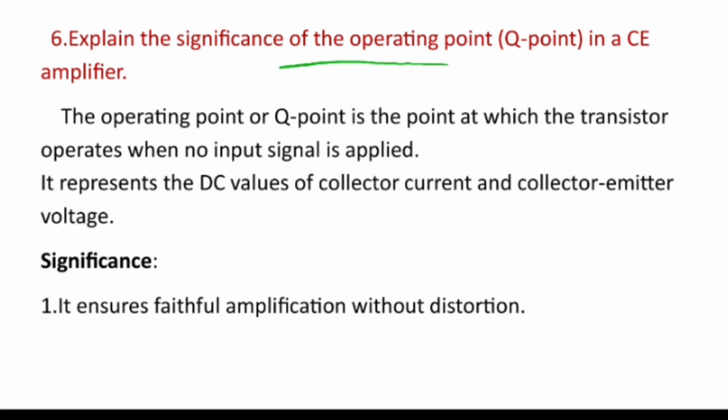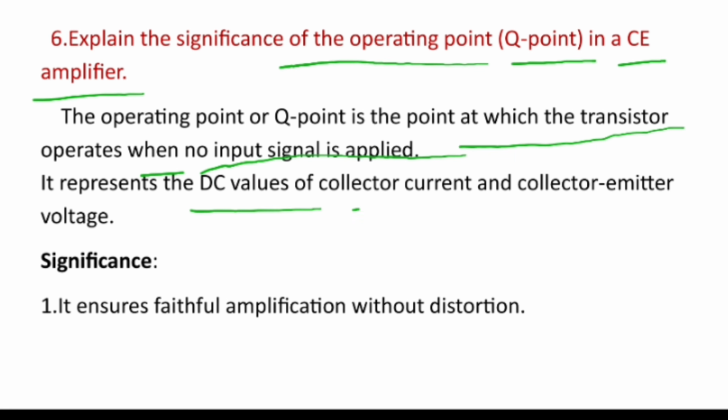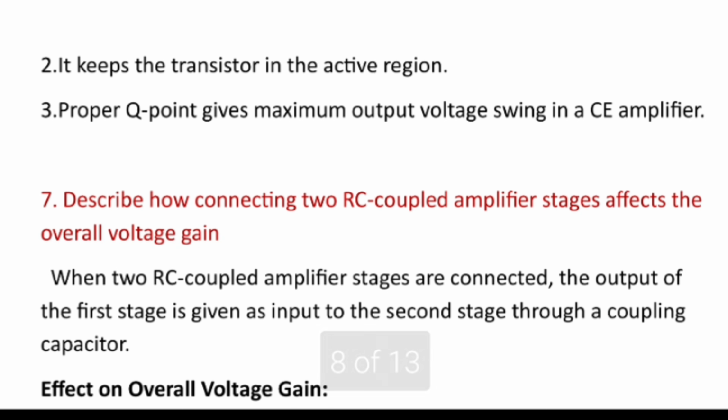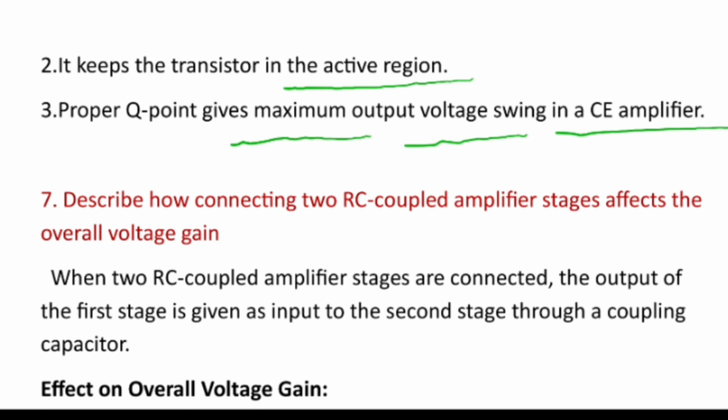Explain the significance of the operating point or Q point in a CE amplifier. The operating point or Q point is the point at which the transistor operates when no input signal is applied. It represents the DC values of collector current and collector-emitter voltage. Coming to the significance, it ensures faithful amplification without distortion, and it keeps the transistor in the active region. Second point, a proper Q point gives maximum output voltage swing in a CE amplifier.